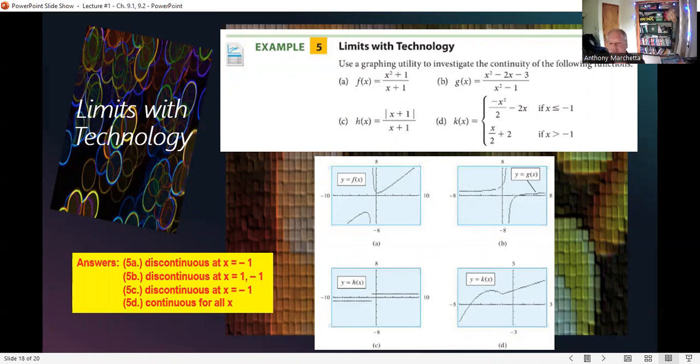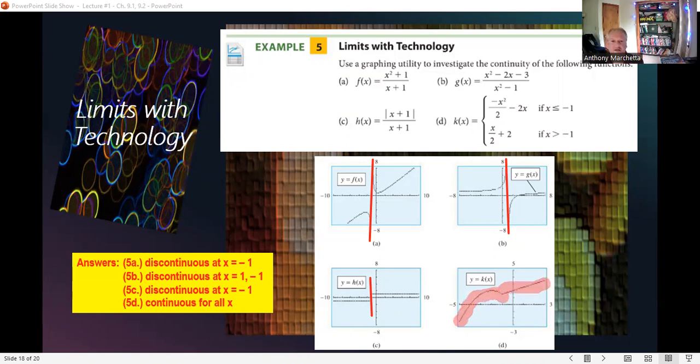Here they're saying use a graphing utility to investigate the continuity of these functions. It's an exercise where you go into Desmos and try to type these things in using the syntax we talked about in this presentation, and you get images like you see here. Just as a brief mention, you should be able to notice, looking at a picture like this, that there is an asymptote right here. Likewise, there is an asymptote right here. Here, you should know that there is a break in continuity right here. And for something like this, since I can spray paint the whole thing, it's going to be continuous all throughout.